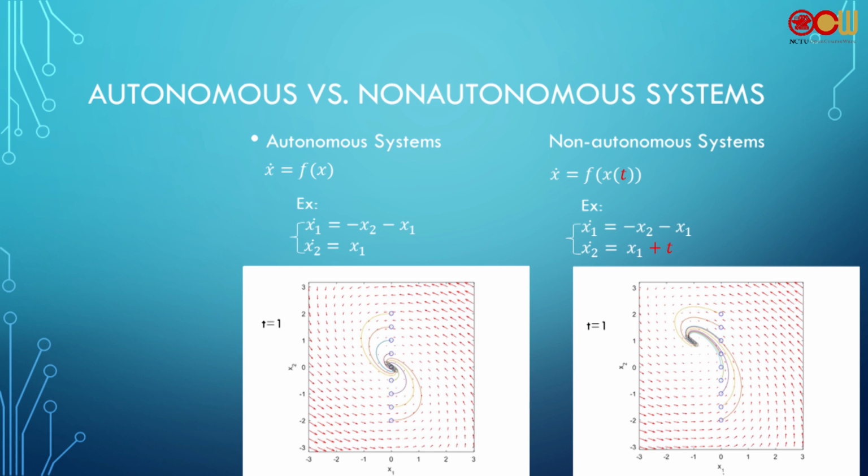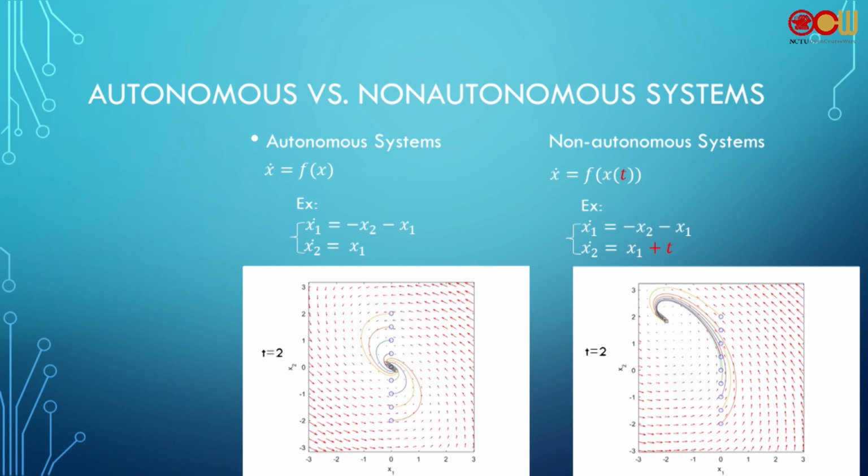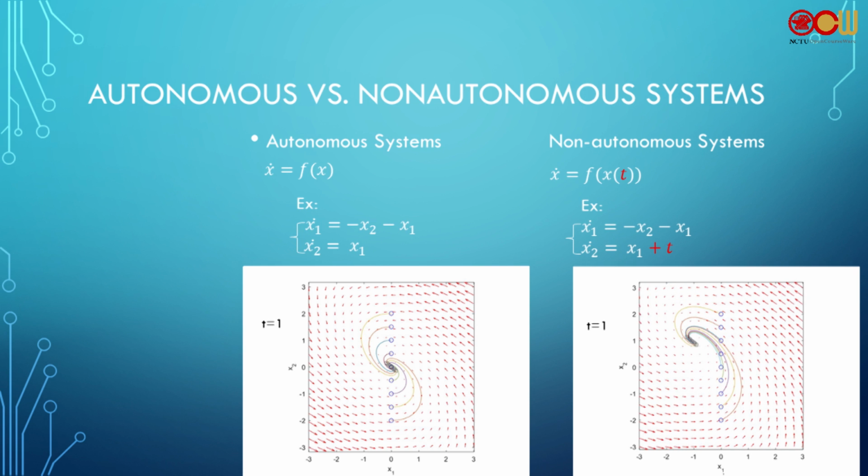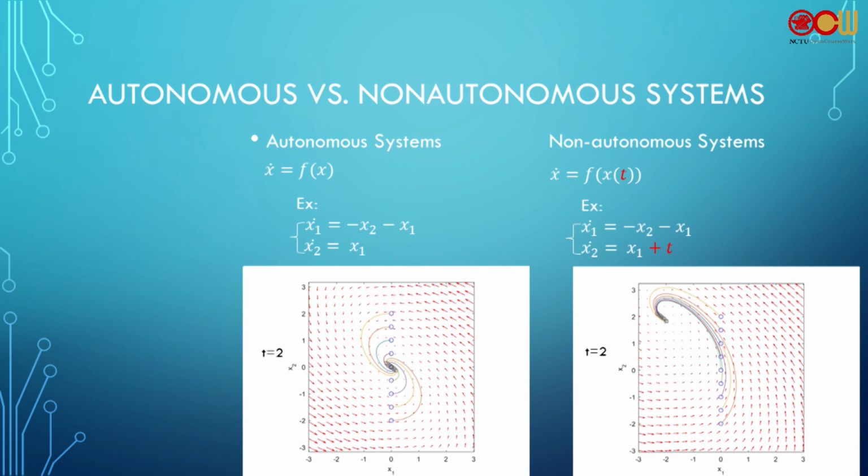How about at t equal to 1? It remains the same because the dynamics never change. Here, t equal to 1. Compared to t equal to 0, this equilibrium point moves. And at the next time, t equal to 2, it keeps moving to the upper left. So that's the difference between autonomous and non-autonomous systems. You can imagine that the non-autonomous one is trickier when you design the controller.